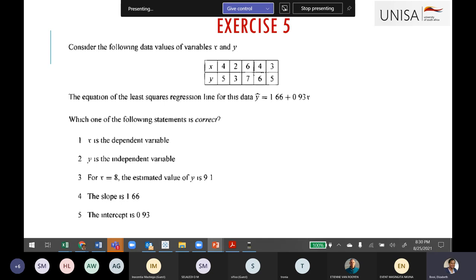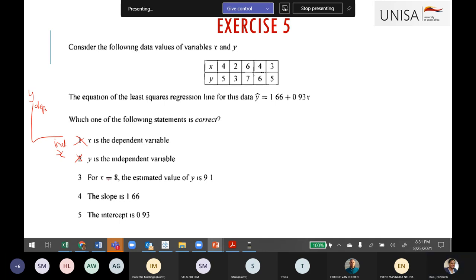Okay, so let's answer the question. Is number one correct? No. Number one is not correct because our independent variable is our x variable. Therefore, our y variable is our dependent variable. Therefore, it means also number two will be incorrect.